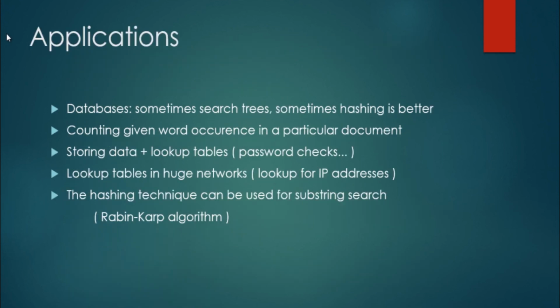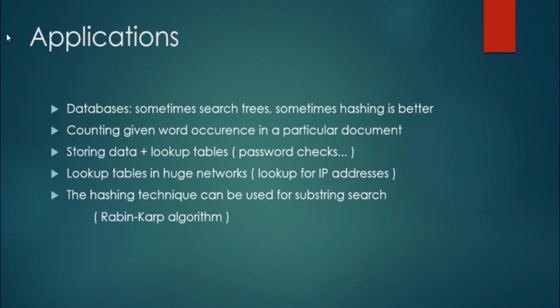So the applications, of course: we can use it for databases. Sometimes search trees, sometimes hashing is better. Ternary search trees are a bit faster than hashing because they don't rely heavily on the hash function. And as I said earlier, it's very hard to write a good and almost perfect hash function. If we want to count a given word's occurrences in a particular document, we should use a hash table.